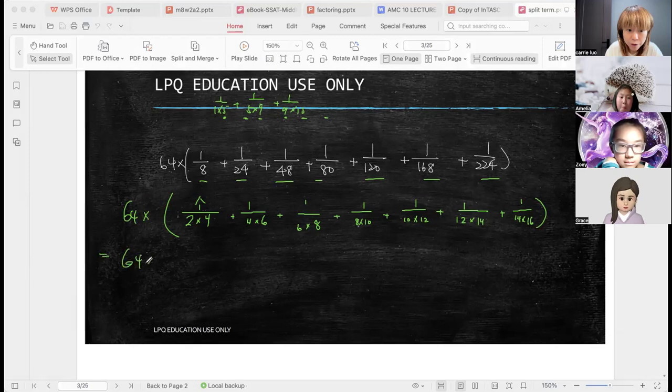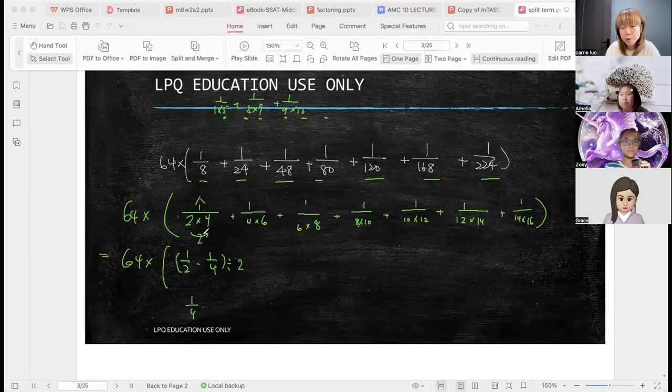Okay, so don't forget there's a bracket and 64 times. So what we do next, we split them, right? So remember we have 1 over 2 minus 1 over 4. But don't do that yet, okay? Everybody think about it. 1 over 2 minus 1 over 4 equals what? Equals 1 over 4, not 1 over 8. So that means we need to what? Divide it by 2. Remember?